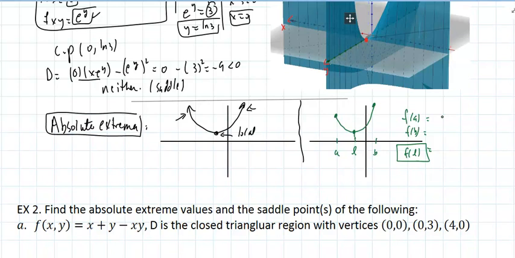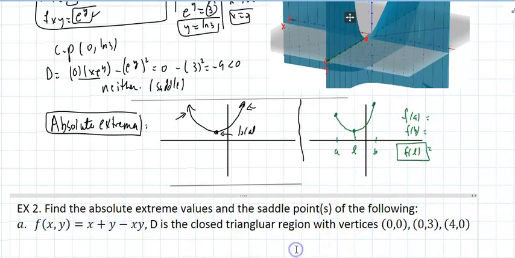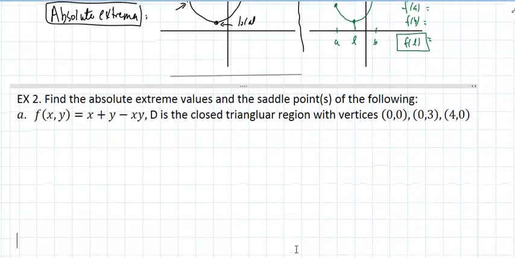Now we're talking about 3 dimensions. How does that correlate to 3 dimensions? Well, the same deal, except we're going to have a region, not an interval. An interval is a piece of line in 2 dimensions. In 3 dimensions, it's a piece of a plane.